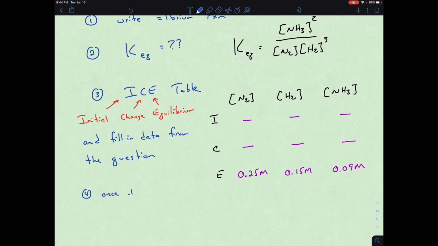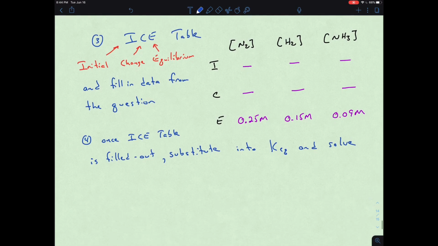And so once our ice table is filled out, we substitute into our K and solve. So these are concentrations, so we're going to be starting with our K sub C. And remember, this is equal to our product, the ammonia squared, over our starting material, nitrogen, times the cube of our other starting material, hydrogen.